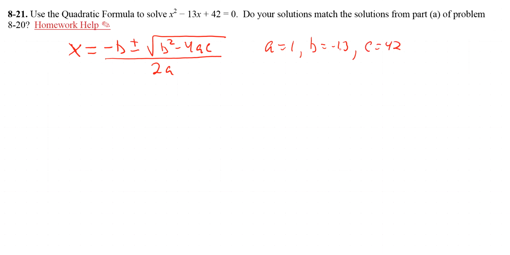So what we want to do is solve the quadratic formula by plugging in a, b, and c. Now, one thing that's important to note is that to get a, b, and c, all the terms have to be on one side of the equal sign. It doesn't matter which side, but they all have to be on the same side.